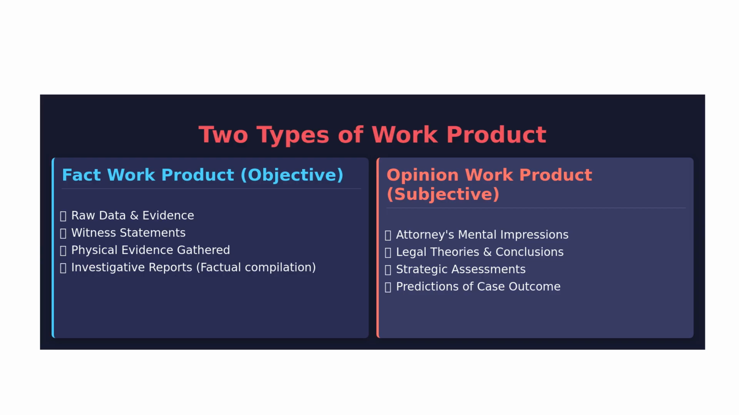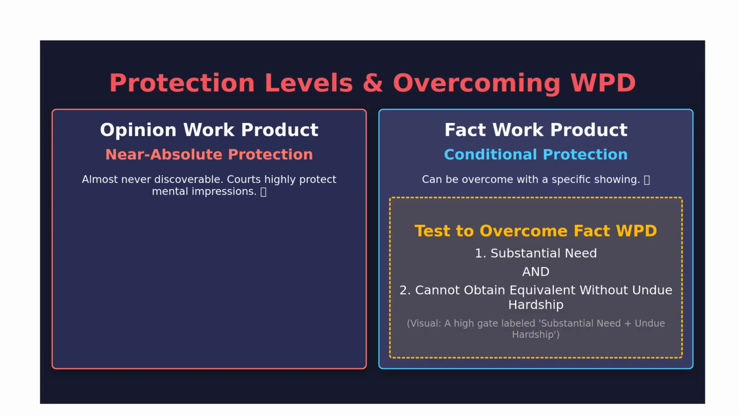Opinion work product receives near absolute protection because exposing the lawyer's subjective strategy would fundamentally undermine the adversarial process. Understanding this division between objective facts and subjective analysis is crucial for applying the doctrine correctly. We just established the two categories: opinion work product and fact work product. The level of protection afforded to each differs dramatically.